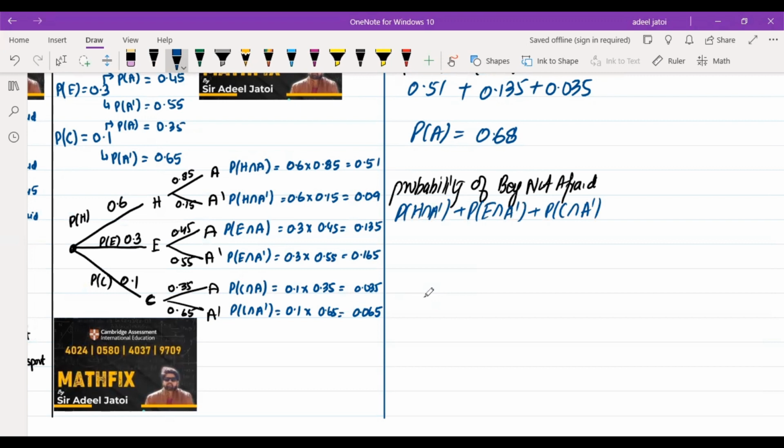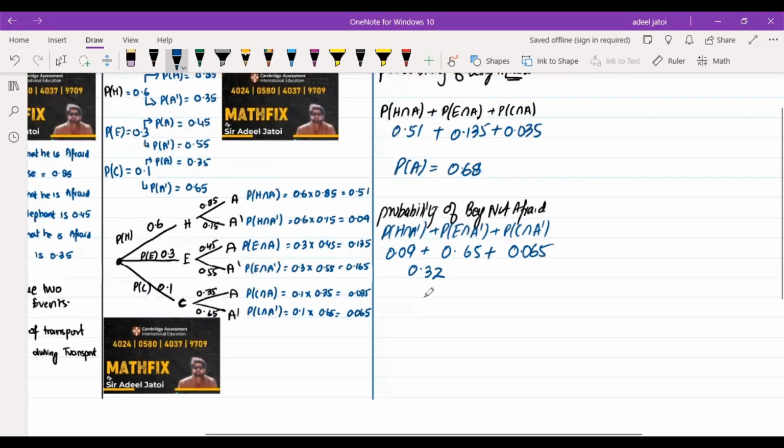So for each of this, we have 0.09 plus 0.165 plus 0.065. So these will be the 3 points where we will add them up and we'll make sure that we find out the probability of not being afraid. So the probability is 0.32.